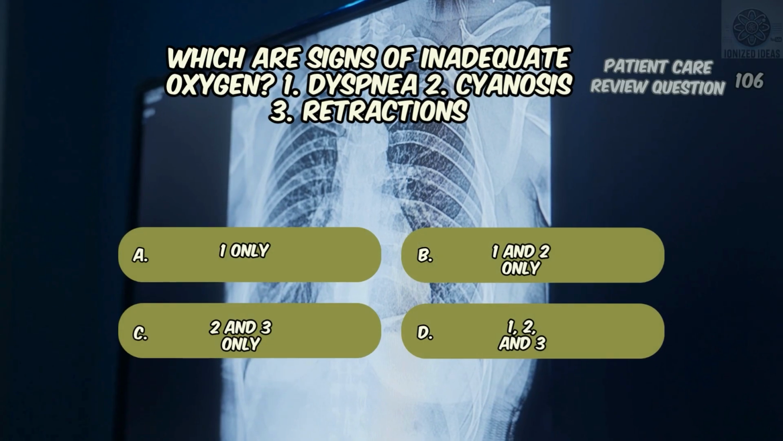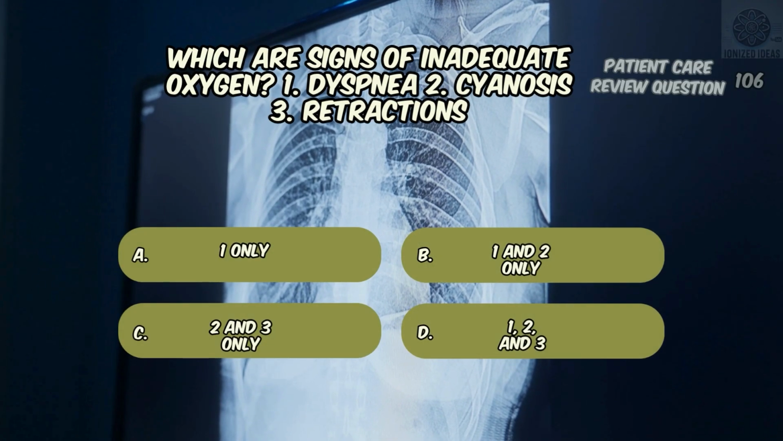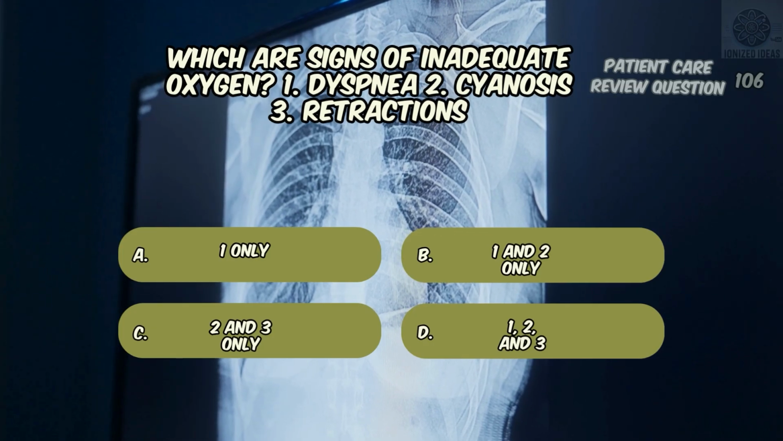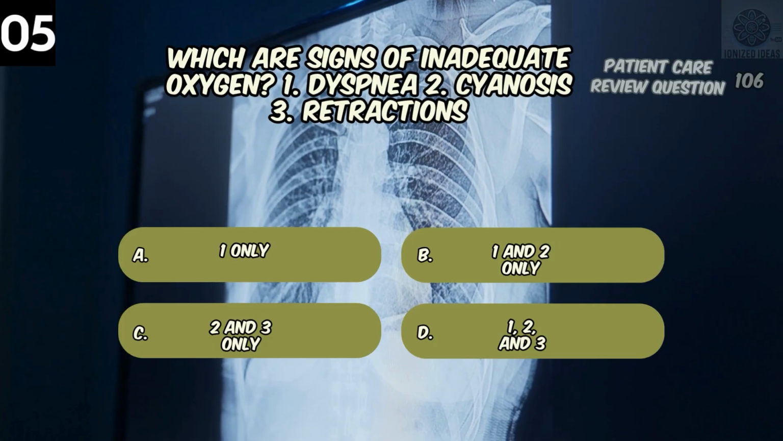Which are signs of inadequate oxygen? 1. Dyspnea 2. Cyanosis 3. Retractions. A. 1 only, B. 1 and 2 only, C. 2 and 3 only, D. 1, 2, and 3.